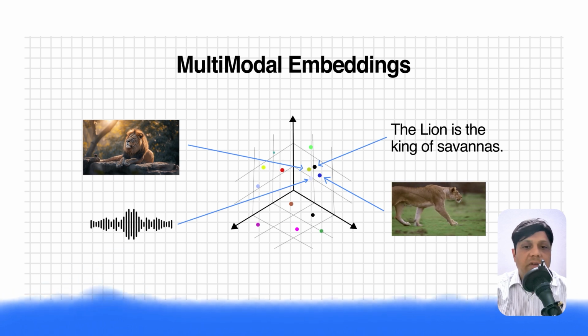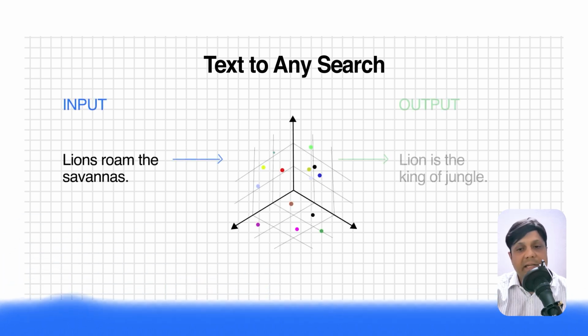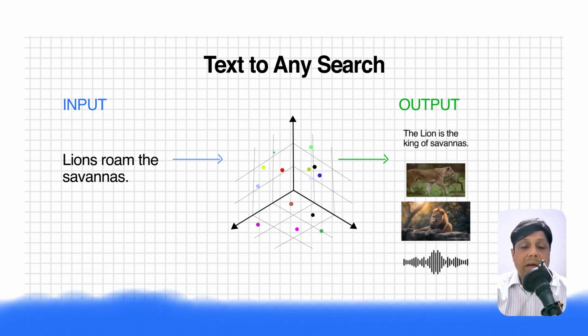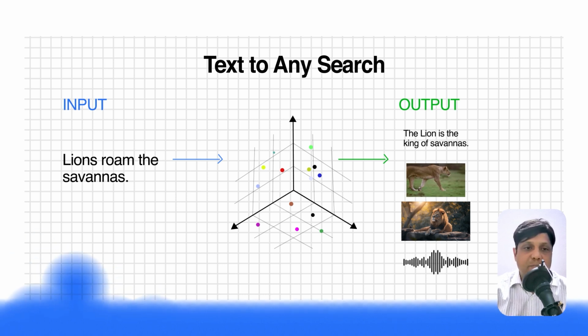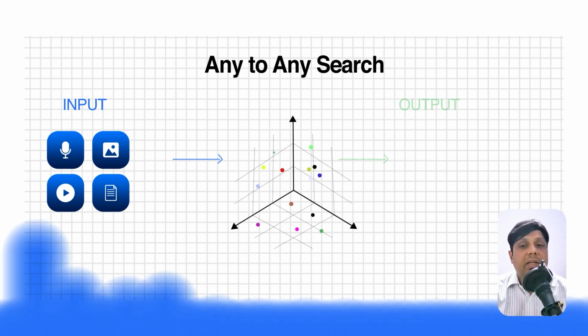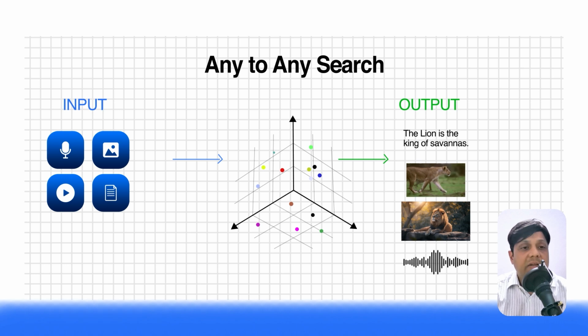Another use case for multimodality is that now we can have text to any search. It's not that we give text as an input and get text as an output. We can give text as an input and get output in any modality. At the same time, we are not only restricted to text as an input. We can give input in any modality, and we can retrieve or generate the answer in any modality. So basically, with multimodality, we can have any to any search.